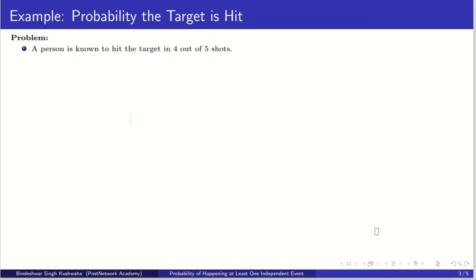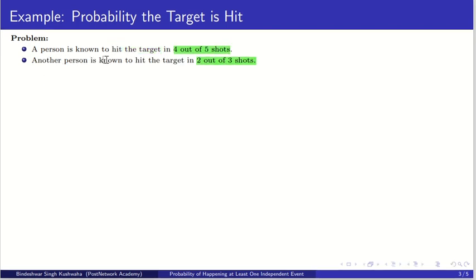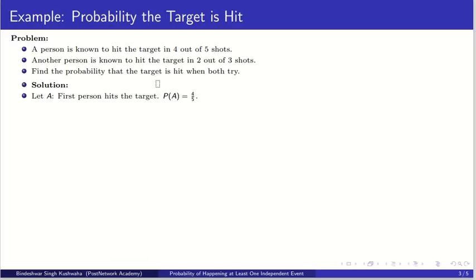Now let us see an example. A person is known to hit the target 4 out of 5 shots. Another person is known to hit the target 2 out of 3 shots. Now find the probability that the target is hit when both try. So let us see the solution.